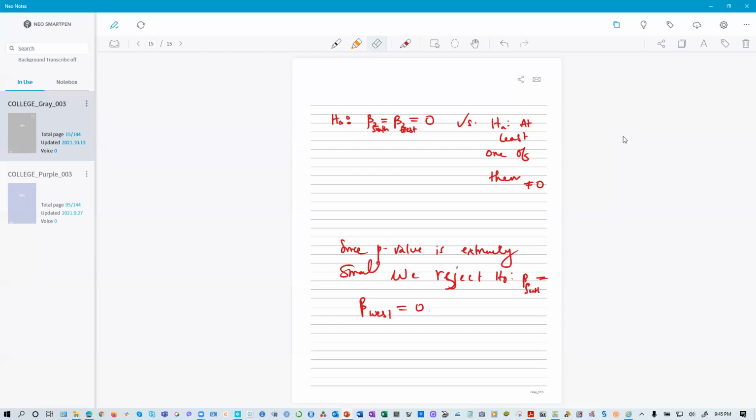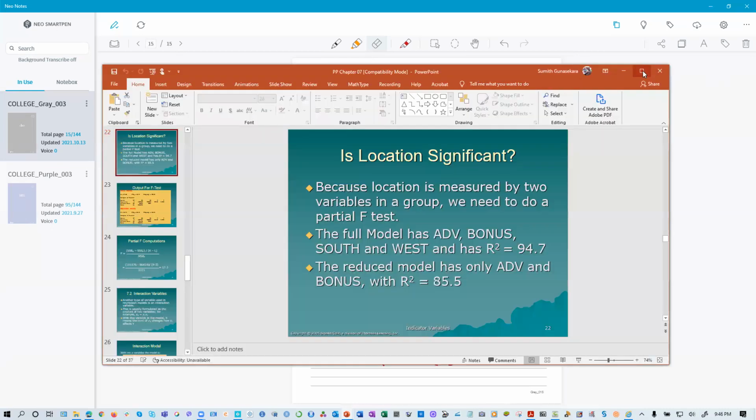And we infer that at least one of them is not equal to 0. Okay. That's what they were telling here.